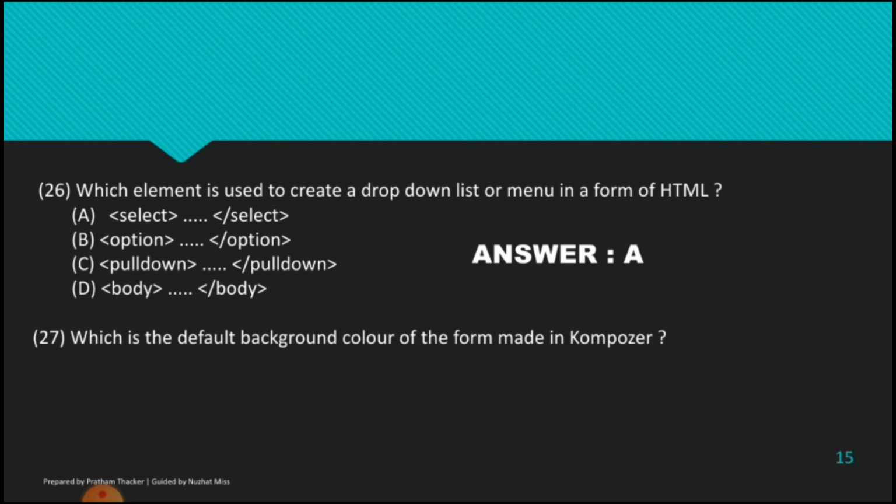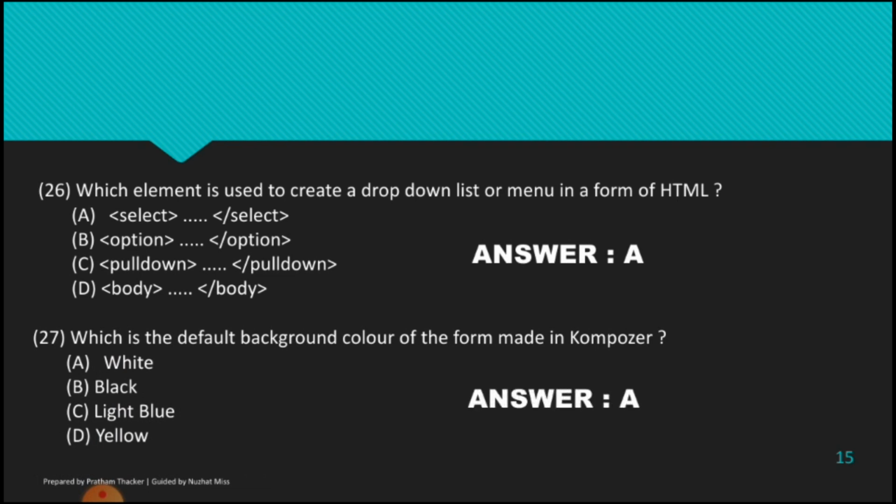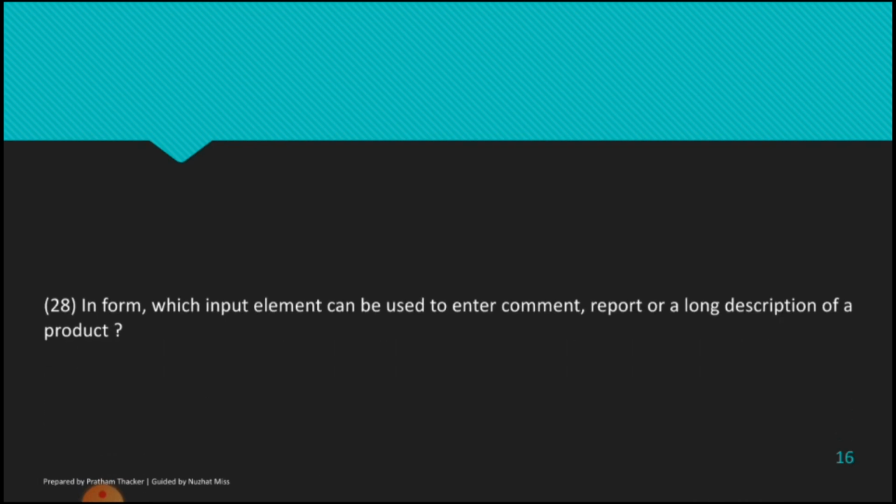Question number 27. Which is the default background color of the form made in Composer? Here many will get right. Option A, white. Option B, black. Option C, light blue. Or option D, yellow. Answer is as simple as that. Option A, white. Question number 28.